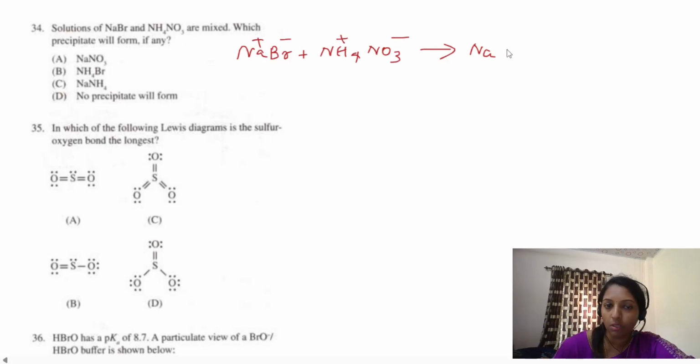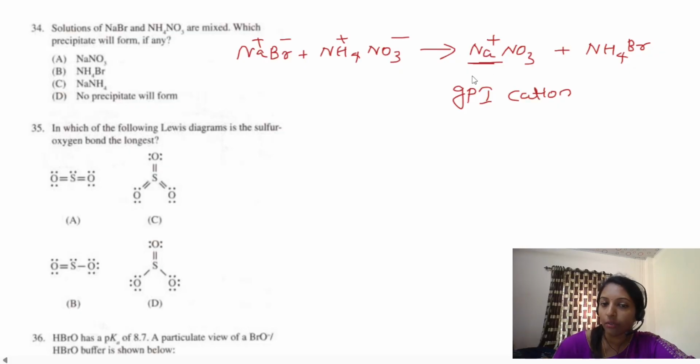So the formed species will be NaNO3 and NH4Br. But when you see the net ionic equation, NaNO3, what are the things that are soluble? Soluble list. Yes, group 1 cations are there. Definitely that will be soluble. Group 1 cation. So Na is a group 1 cation, right? Na plus is there. So definitely NaNO3 is soluble. So this is aqueous.